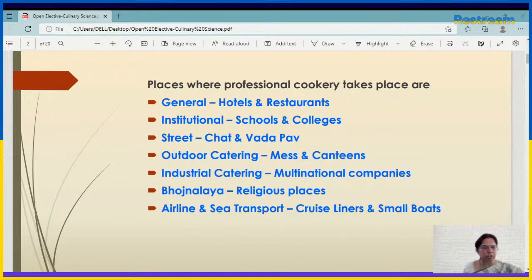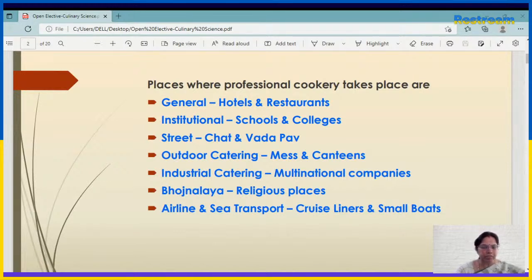First, one very common place is hotels and restaurants. Then when it comes to institutions, it is schools and colleges. Sometimes street side, where you get chaats and other outside foods. Then outdoor cooking, that is in messes and canteens, and in industrial catering, that is in multinational companies, where they provide you with foodstuffs. Then you have the bhojanalaya, especially at religious places. It may be a church, a temple, or a mosque, where they provide food.